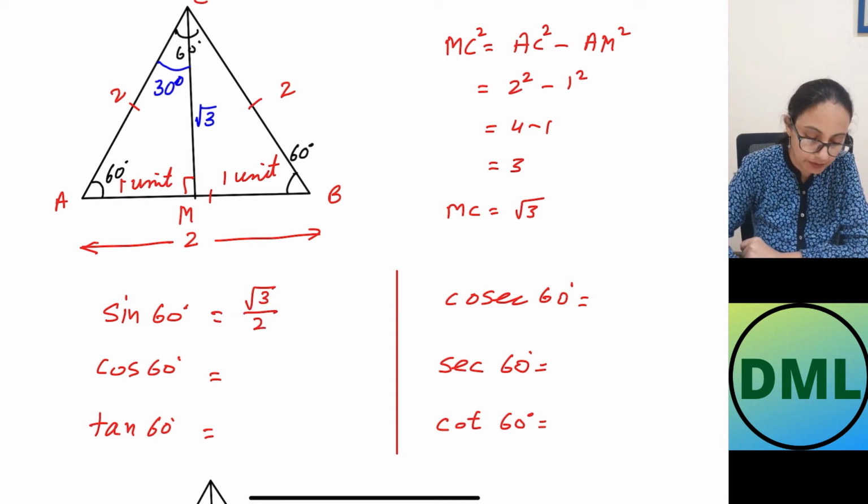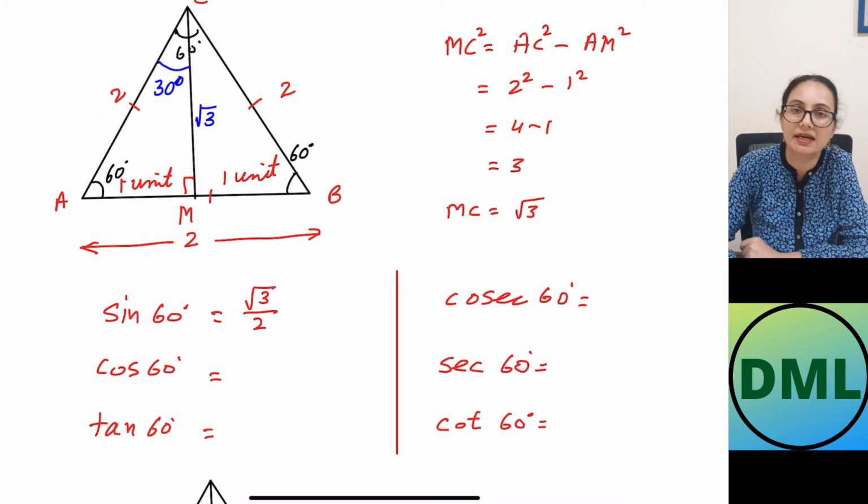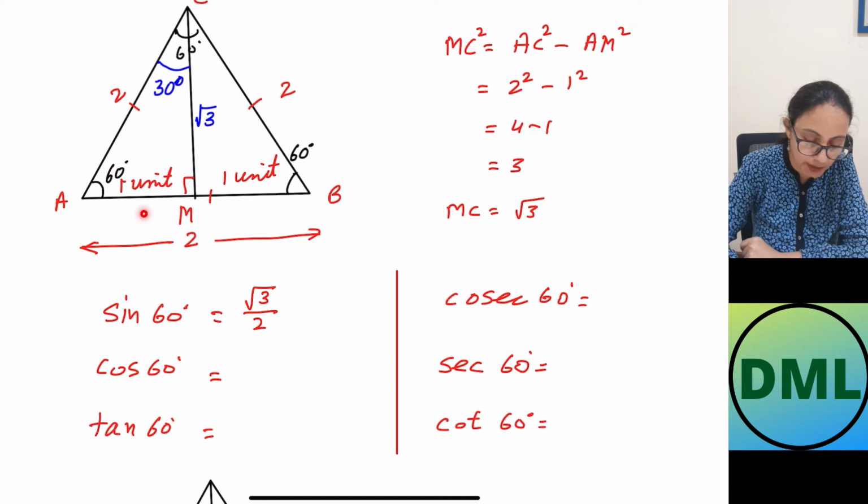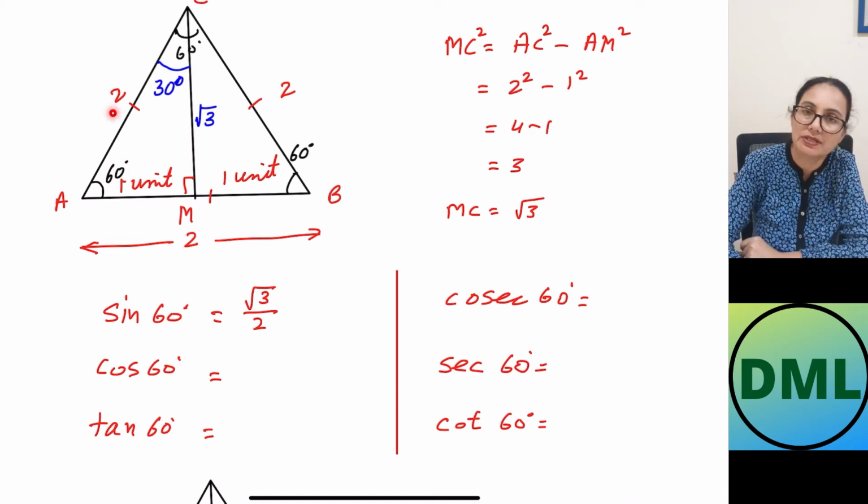Now I will write down the value for cos 60 degrees. So for this 60 degree angle, this is my base and this is my hypotenuse. So cos theta is base over hypotenuse. For this 60 degree angle, base is 1 and hypotenuse is 2. So the value is 1 over 2. So let's write down the value here. It is 1 over 2.